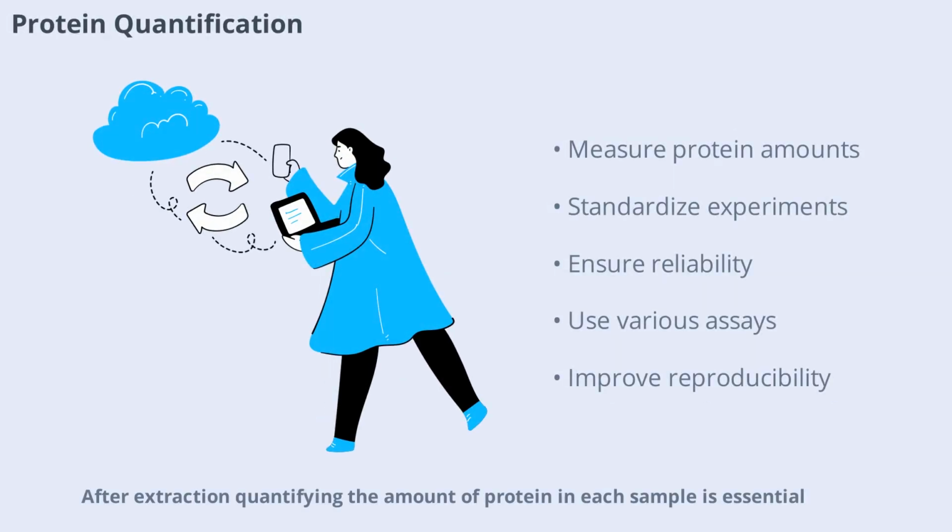After extraction, quantifying the amount of protein in each sample is essential. Accurate quantification ensures that equal amounts of protein are analyzed across samples, which is critical for reliable comparisons. Common quantification methods include the Bradford assay, BCA assay, and Lowry assay, each with its own advantages and limitations. Proper quantification helps standardize experiments and improves the reproducibility of results. By carefully measuring protein concentrations, researchers set the stage for successful proteomics analysis.